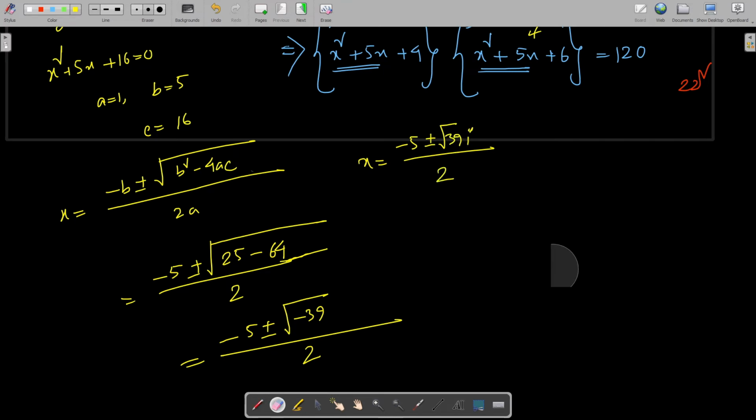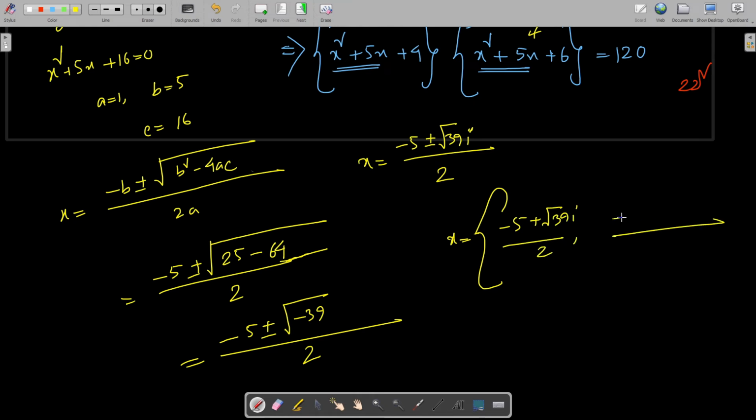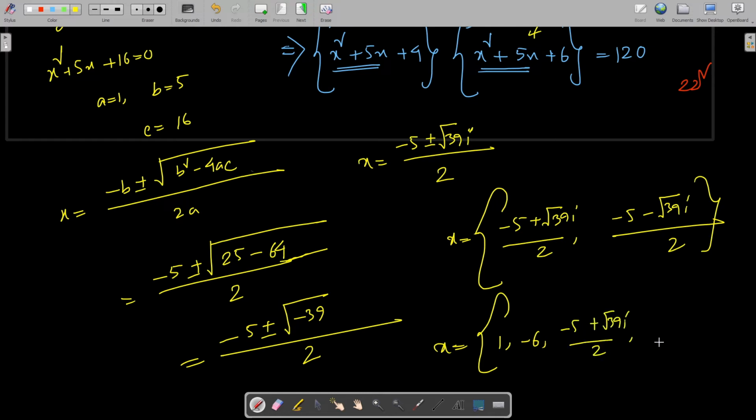So what will be the two roots from this equation? We will get minus 5 plus root 39i divided by 2. Another will be minus 5 minus root 39i divided by 2. And the two roots we got already were 1 and minus 6. So if you write all the roots, we got 1, minus 6, then minus 5 plus root 39i divided by 2, then minus 5 minus root 39i divided by 2.